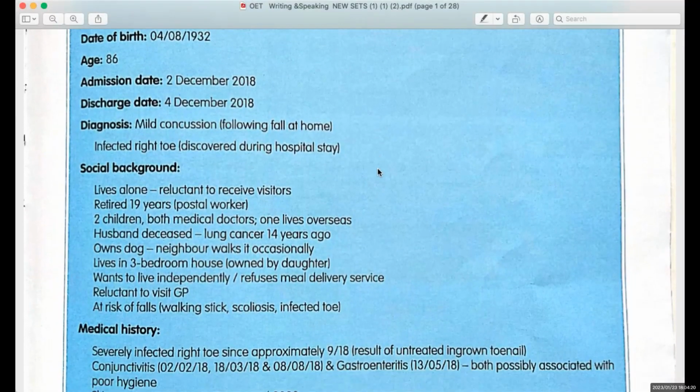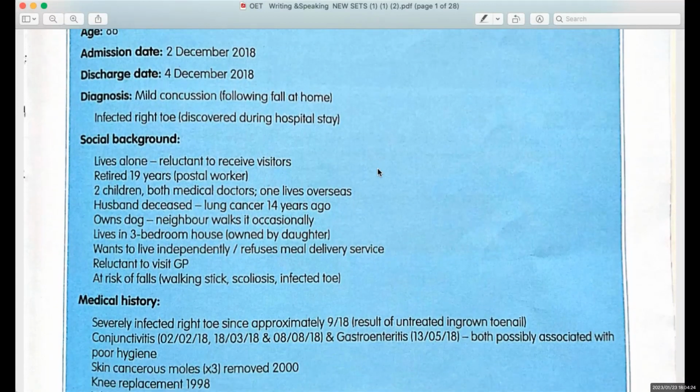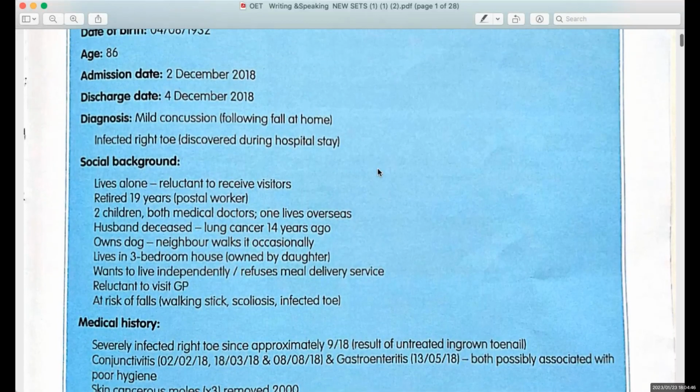Then we have a retired postal worker, retired 17 years ago. Two children, both medical doctors. One lives overseas. Husband deceased, lung cancer 14 years ago. Owns dog. Neighbor walks it occasionally. She's 86 years old, pretty old, right? Lives in three-bedroom house owned by daughter. Wants to live independently. Refuses meal delivery service. I mean, somebody who is old and by herself. Obviously, there are systems of food delivery for elderly in foreign countries.